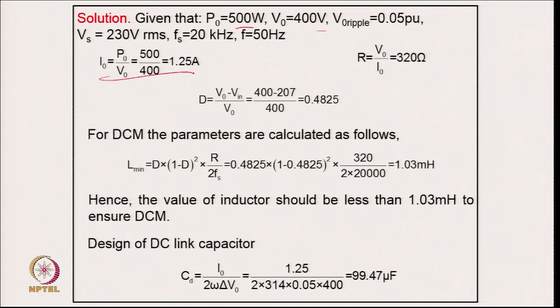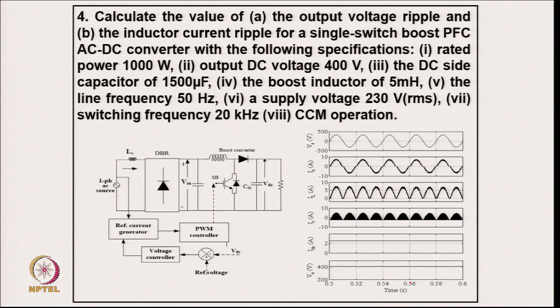So, we can find out the output current, then the equivalent output resistance, then the average duty cycle, and for DCM we can find out the inductance, 1.03. Hence, the DCM value of inductor should be less than this value. We can select even much lesser than that, and the output capacitor from this formula we get 99.47 microfarad.